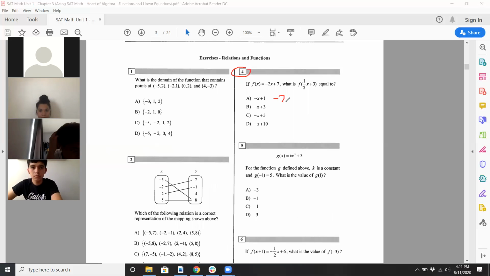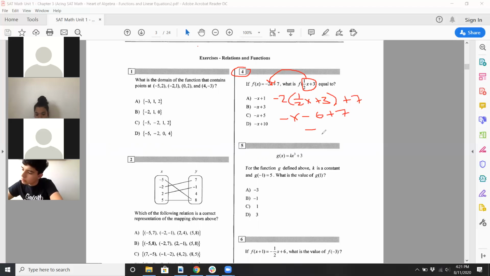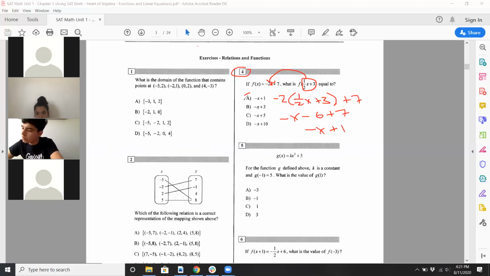So let's look at number 4. Instead of -2x plus 7, replace x with the new input, 1/2 x plus 3. So all of x gets replaced by all this over here. So it's -2 times 1/2 x plus 3. If you distribute, you should be okay. -x minus 6 plus 7, -x plus 1. So the answer is A. So that's how that would go. Any questions about number 4?